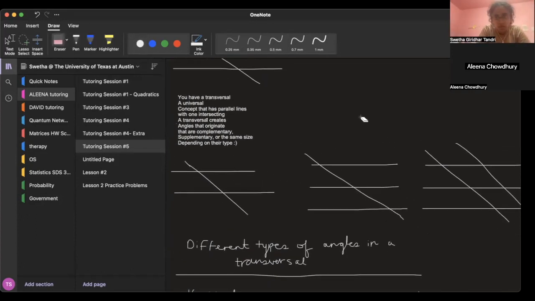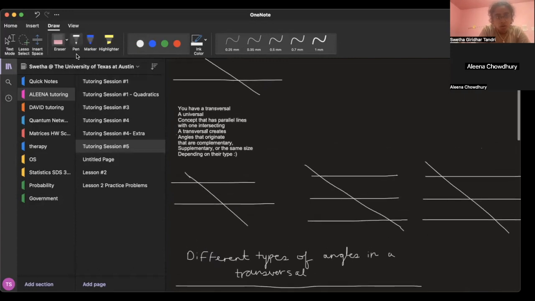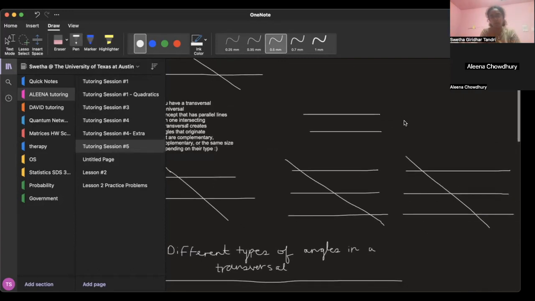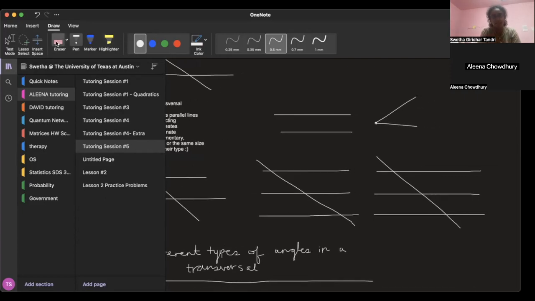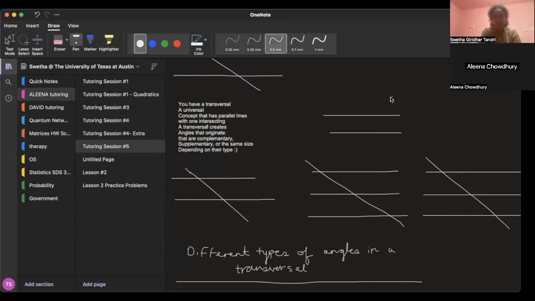So one thing that we can notice here is that when we have parallel lines, these two lines right here don't create any angles by themselves because, as we went over last time, angles are created when you have line segments or rays, and these are just two lines that don't intersect. So that's why you have this line right here that intersects, and a transversal creates angles that are complementary, supplementary, or the same size.